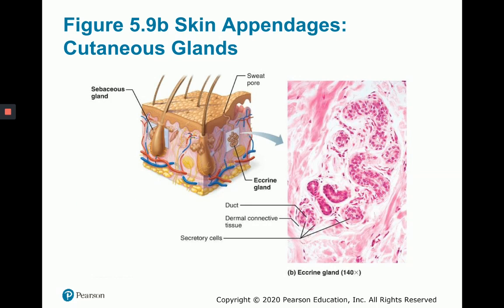Eccrine sweat glands are able to secrete their product from the gland itself into a duct, and the duct goes to a pore. The pore could be on the surface of the skin, or if we're looking at a sweat gland in the human body, it could go to inside an organ, but it's to the surface of an epithelial layer.